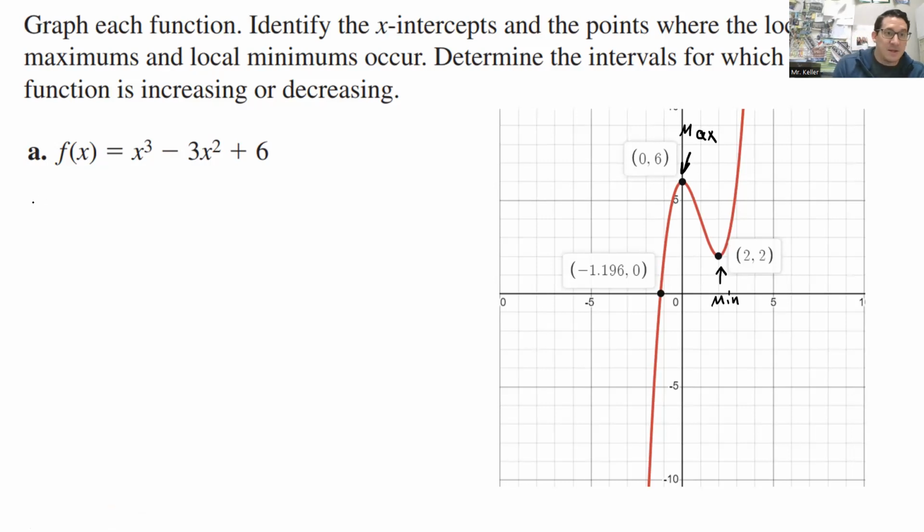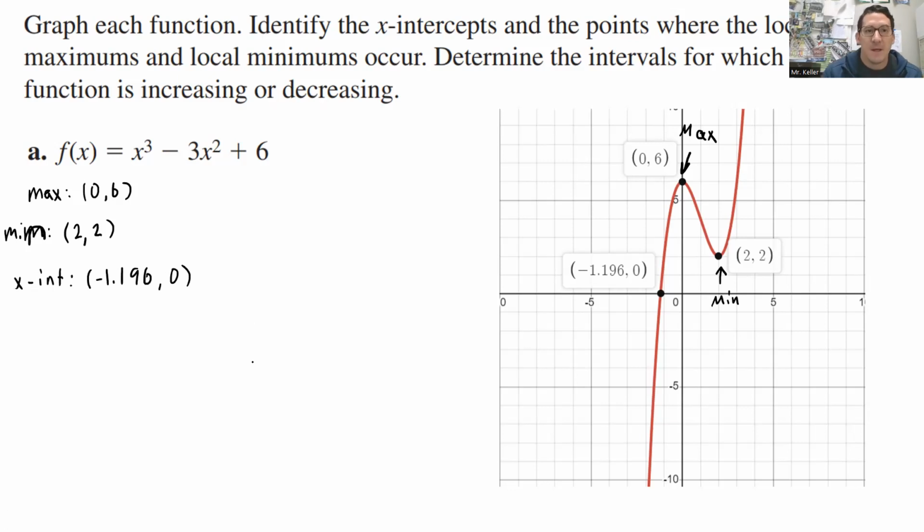All right. To write that out, you can put in local max, but if you just put max, it's fine. The max is at 0.6 and the minimum is at 2.2. Write the minimum, and then the x-intercept is at -1.1960.